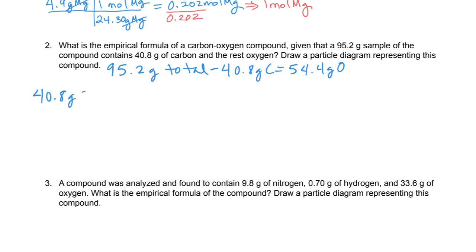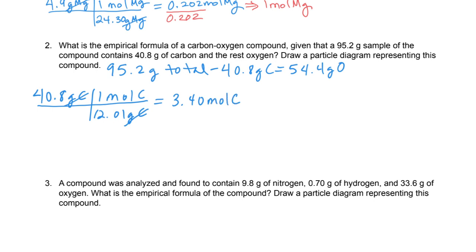So we have 40.8 grams of carbon. And we will look at the periodic table to convert it to moles, and we see the carbon is 12.01 grams for 1 mole of carbon. I said oxygen again, I mean carbon. So our grams cancel, and that ends up being 3.4 moles of carbon.